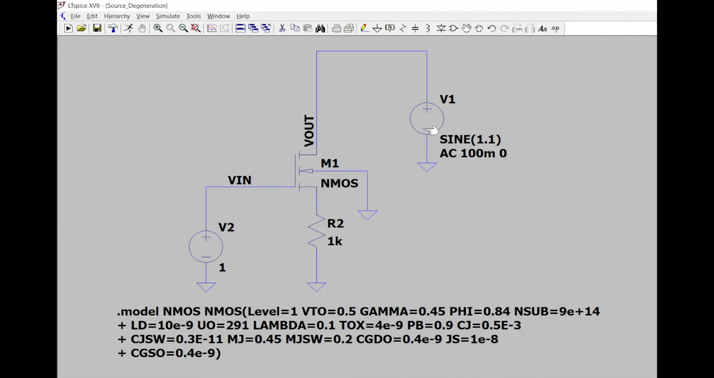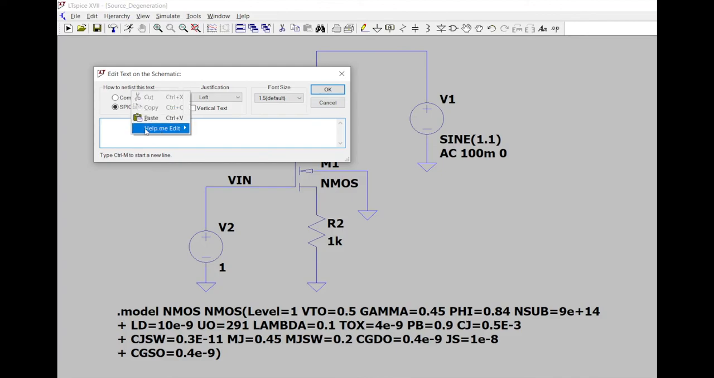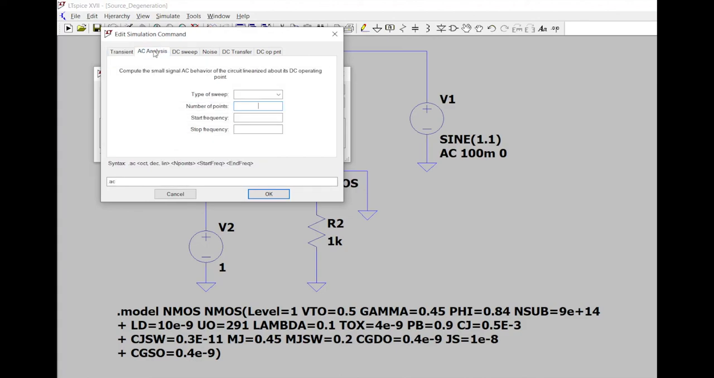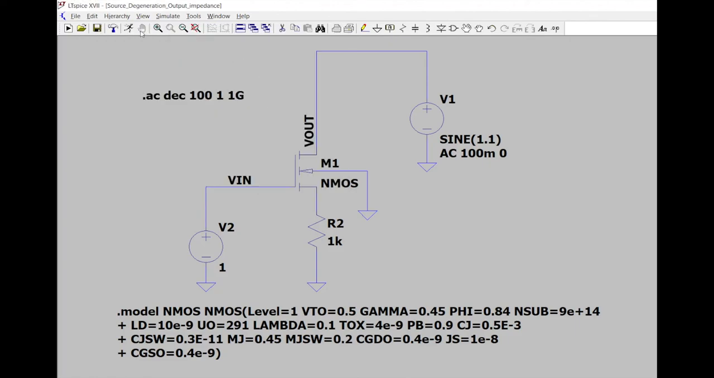So I want to find out the impedance now. We will do the AC analysis. AC analysis is basically the small signal analysis, and it helps us find the small signal impedance. The start frequency can be 1, and the stop frequency can be any frequency, because this is not a frequency dependent parameter that we are trying to see. Of course, in a later lecture, we'll see how the impedance varies with frequency, but we just want to see the impedance at a low frequency. So maybe just give 1 gigahertz. Now we are ready to run the simulation.